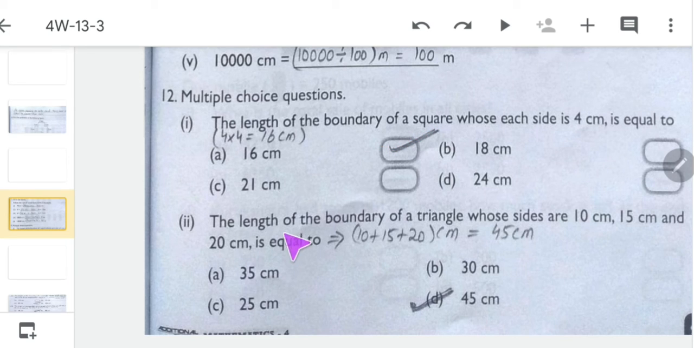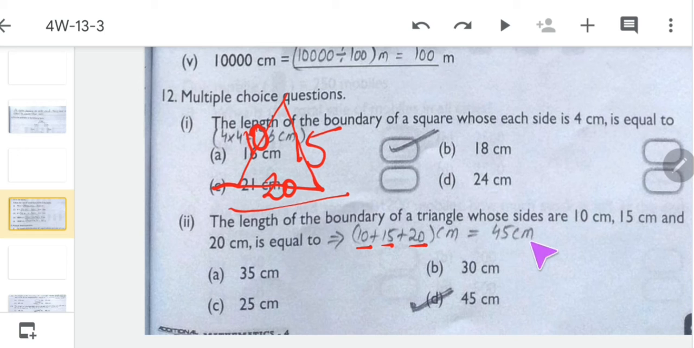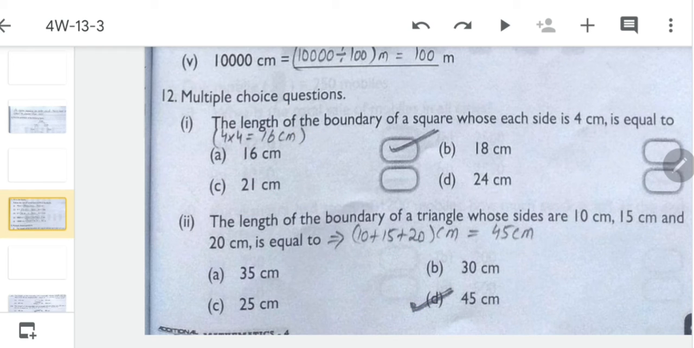Now the next is the length of the boundary of a triangle whose sides are 10, 15 and 20. So we have to add all three. 10 plus 15 plus 20. So the sum is 45. So our answer is D, 45 centimeter.